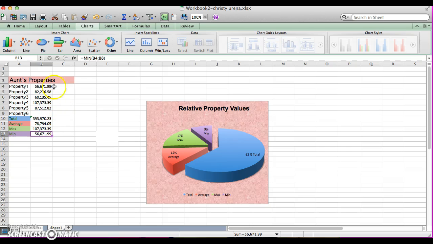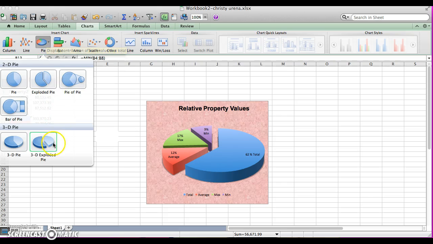And then I proceeded by entering the formulas, and that gave me the total, the average, the maximum, and the minimum. And then I proceeded by going to charts, going to pie, and picking the 3D exploded pie, which then gave me what looks like this, the graph.